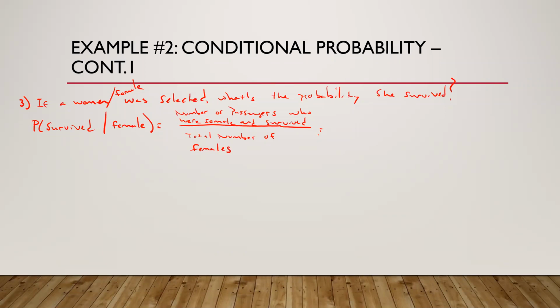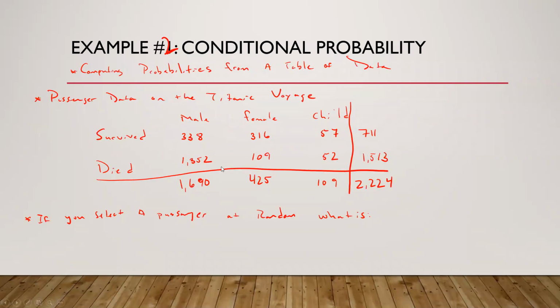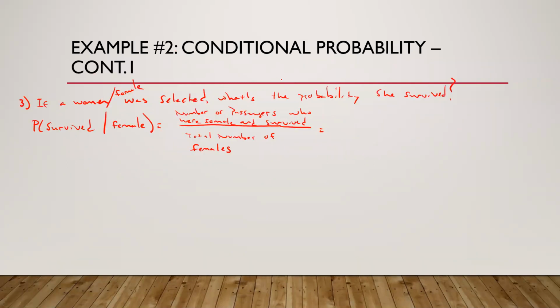So let's look back. How many females survived the Titanic? Is it 316? And then how many total women were on the Titanic? Yep. So it looks like this would just be 316 divided by 425. I think that rounds out to be roughly 0.74. Okay, all right, better, right?